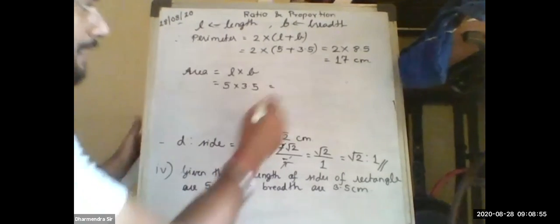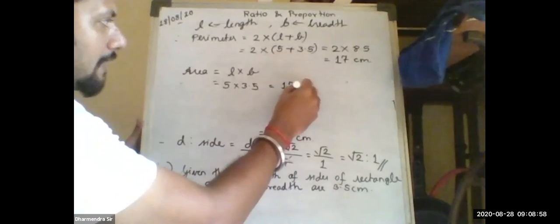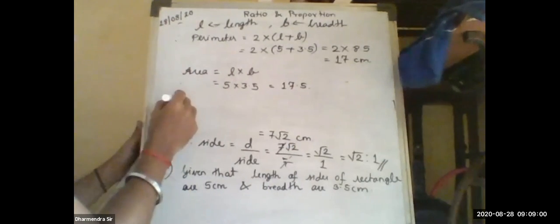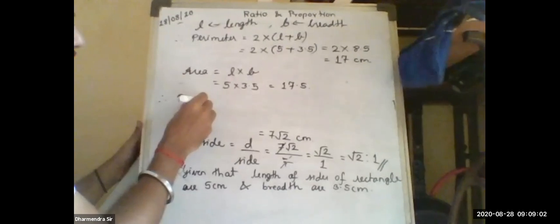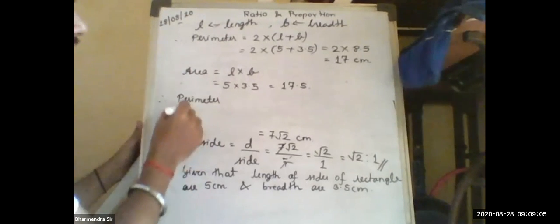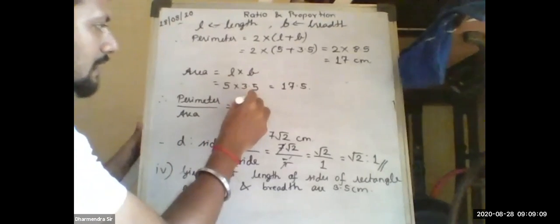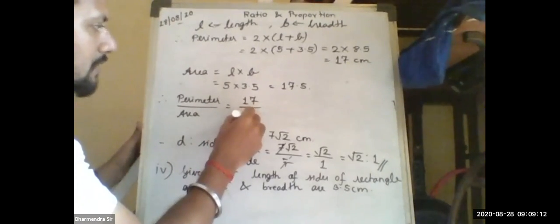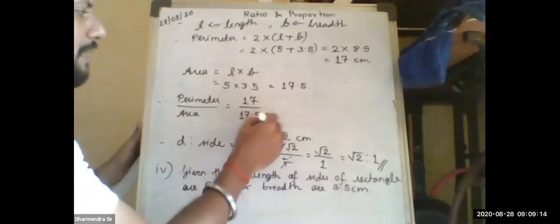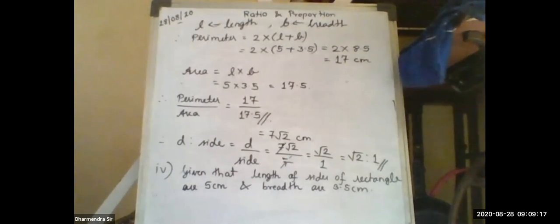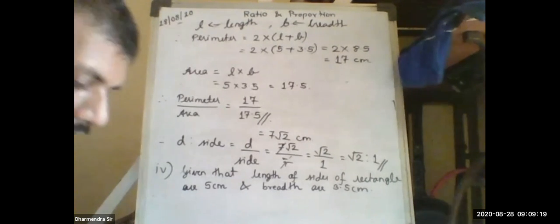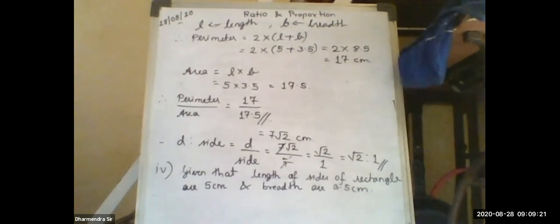Answer is 17.5. And when we take the ratio perimeter is to area, that will be 17 upon 17.5. This is very simple. So at last we got perimeter is to area as 17 divided by 17.5, or 17 is to 17.5.